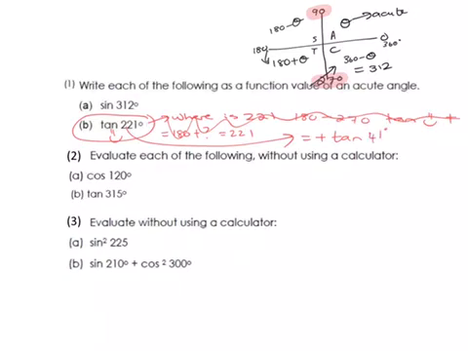So if you type in your calculator tan of 41 degrees, you get 0.87. If you type in tan of 221, you also get 0.87. So check that your answers match up. So tan of 221, a big angle, can be likened, it's equivalent to tan of 41.